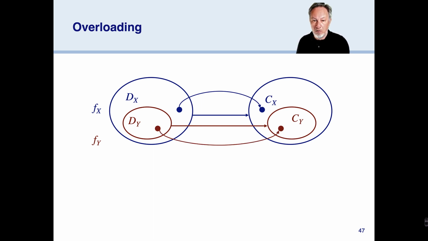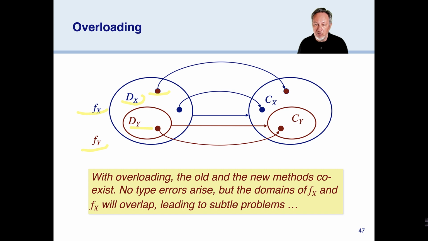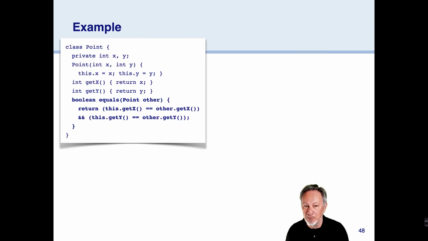So now what we should do is, if we're applying a function f to an argument, if it happens to fall in the range of dy, then we could apply this function, and if it's outside the range, we'll simply apply the old one. So we actually have two functions. We're overloading them. And now all these problems seem to go away. It looks better, doesn't it? So the old and the new methods coexist. You have no type errors, but the domains overlap. And as it turns out, this leads to some other problems.